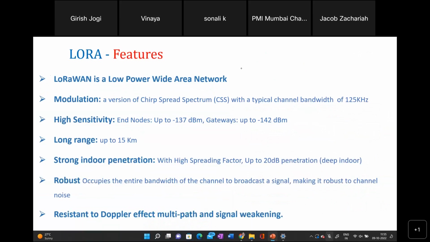Then LoRa, we have already seen a few of the applications. It has a range up to 5 to 15 kilometers and strong indoor penetration. It is robust, with resistance to Doppler effect or multipath effect. So in an environment where tall buildings are there, the Doppler effect or reflections coming off these buildings will not cause any weakening of the signal. It will still penetrate through buildings and reach the destination or receiver.